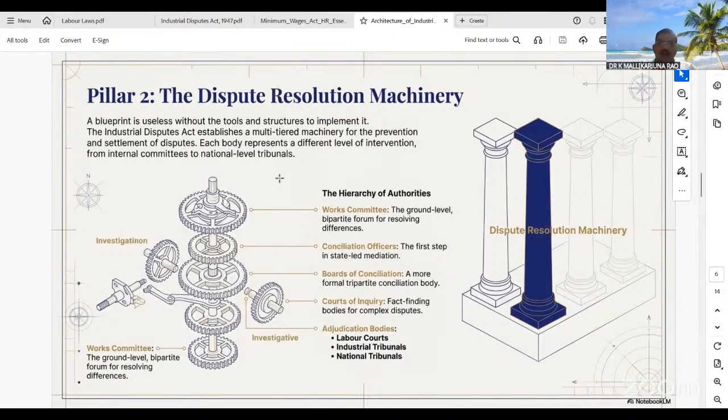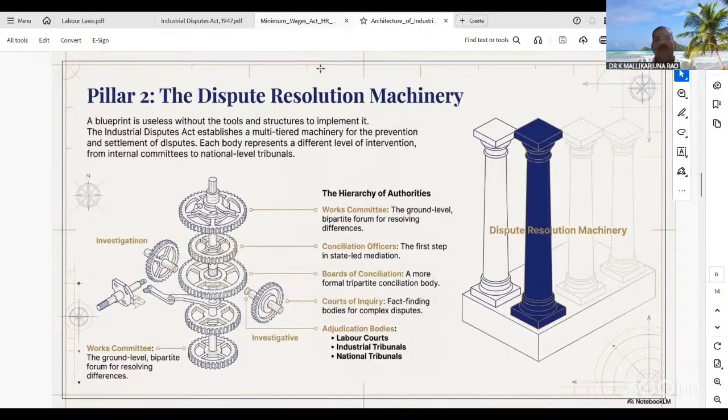The first one is the works committee. To address the issue, the works committee is appointed at the ground level by both parties to resolve differences. If any differences arise between the workmen, the issue will be resolved at the ground level by both parties. Both parties sit together and discuss, and they can resolve the issue as per this act.